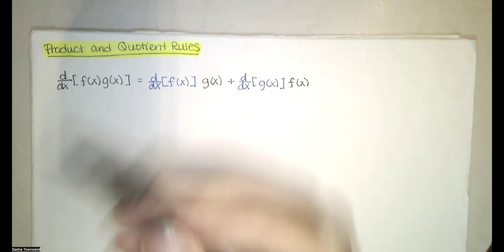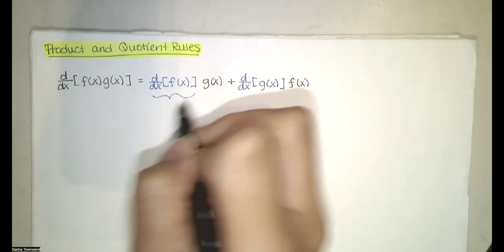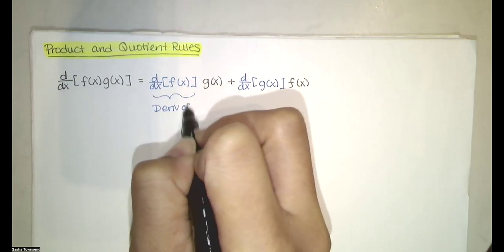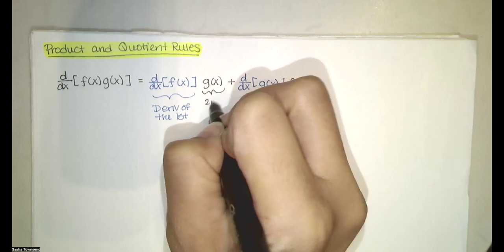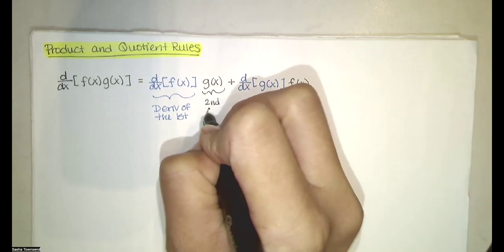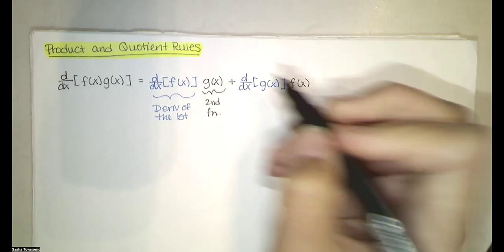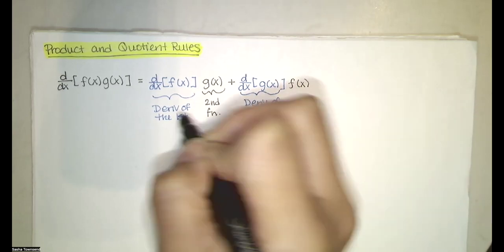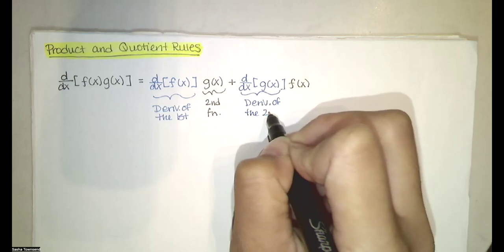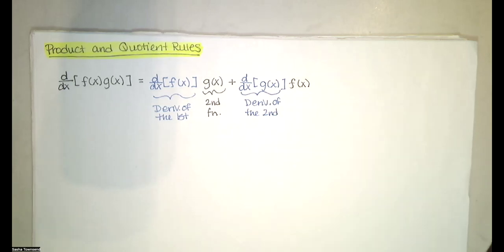But let's write that out in words. This is the derivative of the first times the second function. And the second function, you don't do anything to it. You just write it down. And then we add the derivative of the second times the first.